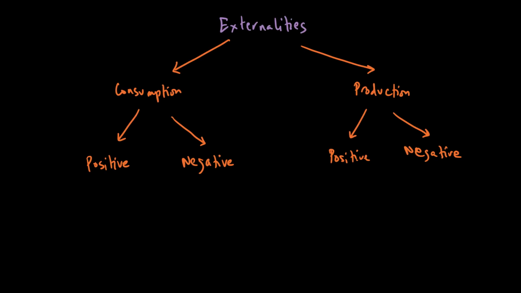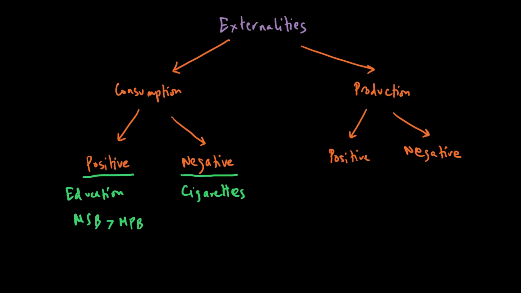So let's look at consumption side positive externality. A great example of this could be education, which is a consumption side positive externality. Consumption side negative externality is what we call cigarettes. Do you guys agree with me? So that's a consumption side negative externality. Here the demand should be more. Here demand should be less. We say marginal social benefit is more than marginal private benefit. And here I'm going to say marginal social benefit is less than marginal private benefit.